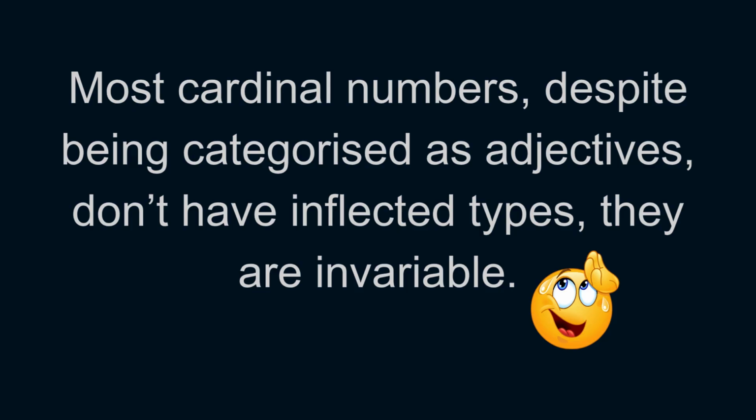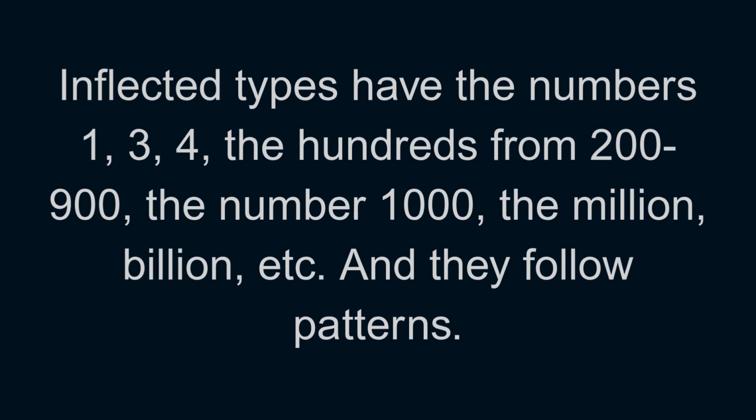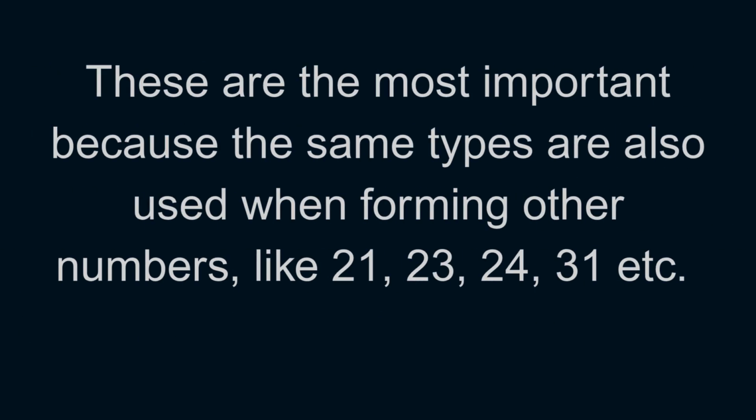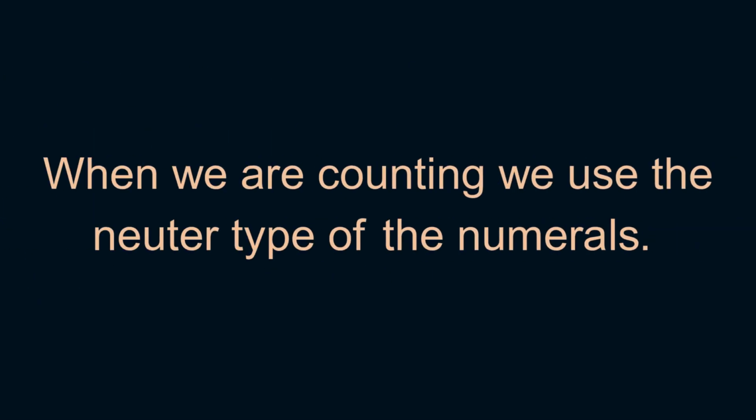They are invariable. Inflected types have the numbers 1, 3, 4, the hundreds from 200 to 900, the number 1000, the million, billion, etc. And they follow patterns. And the reality is that we don't use large numbers often. So among the variables, we will focus on the inflected types of the numerals 1, 3, and 4. These are the most important because the same types are also used when forming other numbers like 21, 23, 24, 31, etc. When we are counting, we use the neuter type of the numerals.